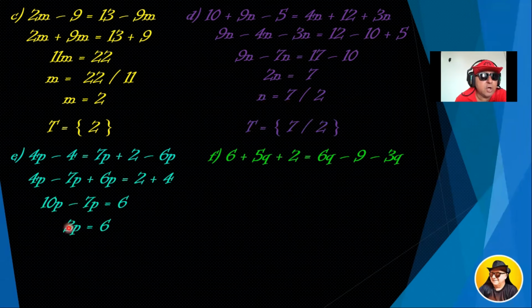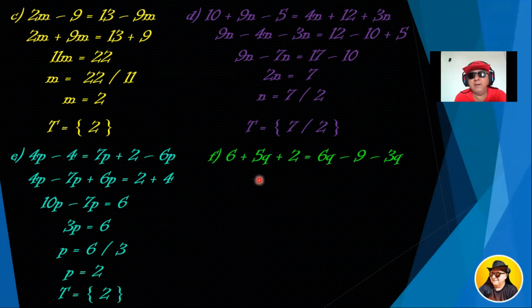This number 3 here goes to the right, dividing. So p is 6 over 3. 6 over 3 is 2. So our true set is 2. Okay, finally, the last one. Let's do the green one, F.